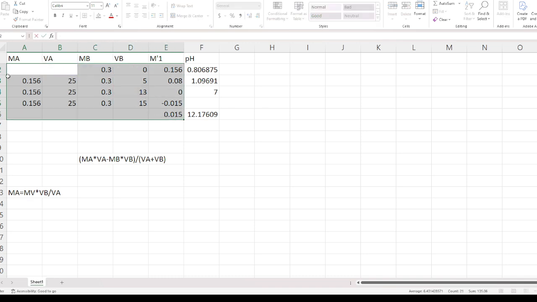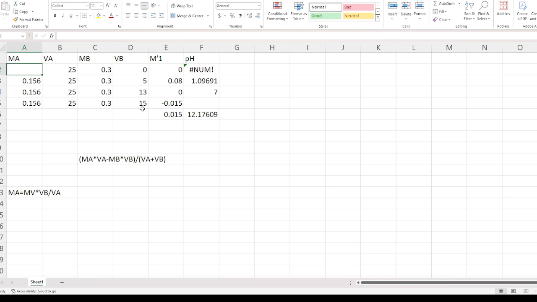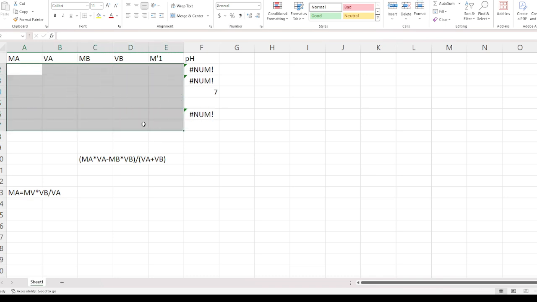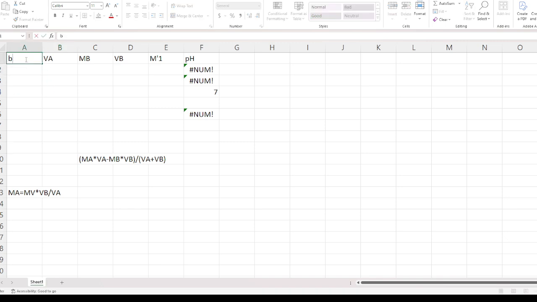I'll just delete all these. Yeah, it's going to be all grumpy because now I've deleted all my things. Now it's just the other way around. MB, VB, MA, VA. And this is going to be MB, VB, MA, VA. That just changes how we look at this.